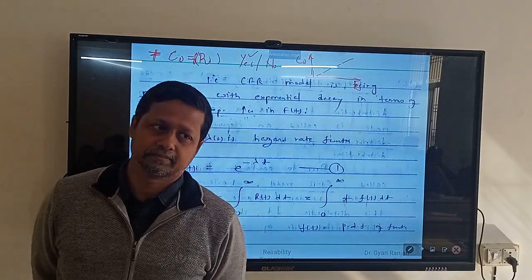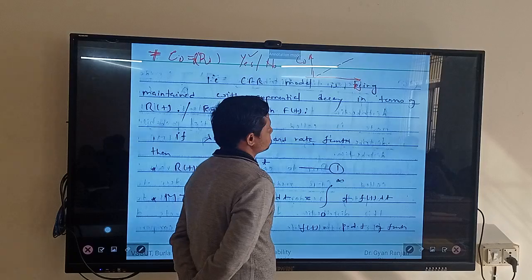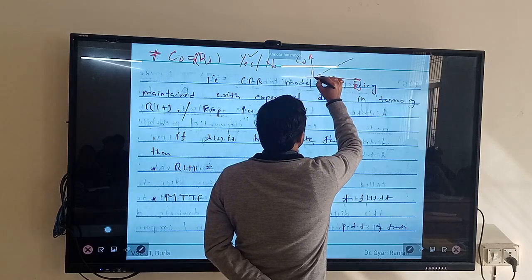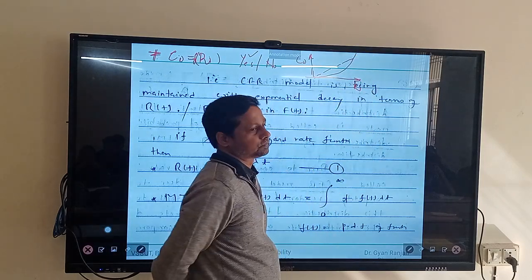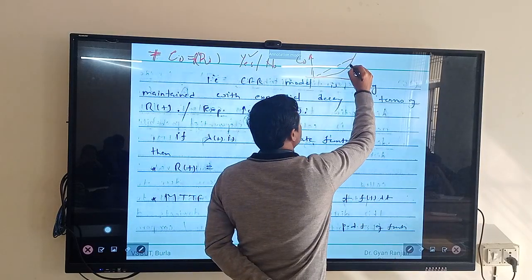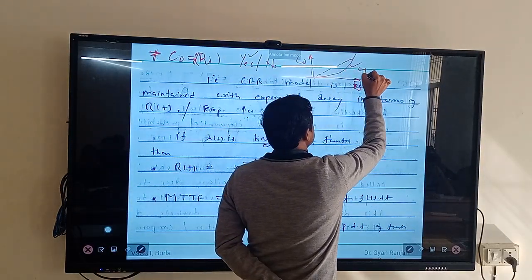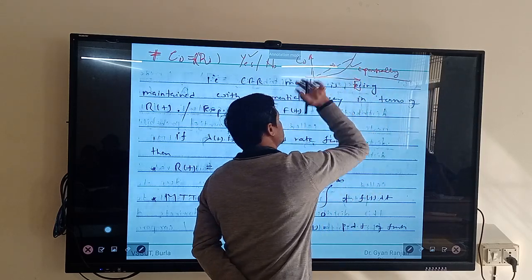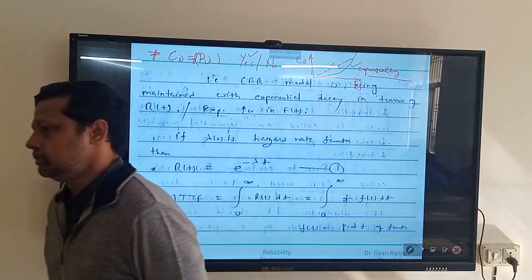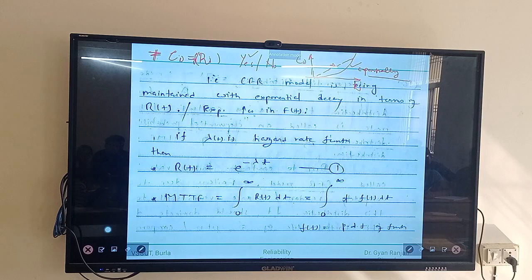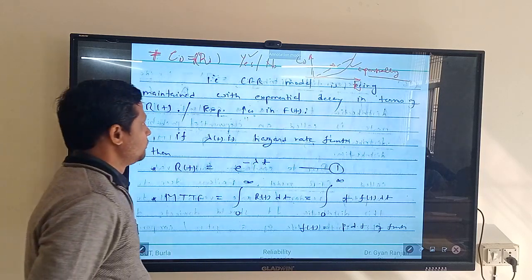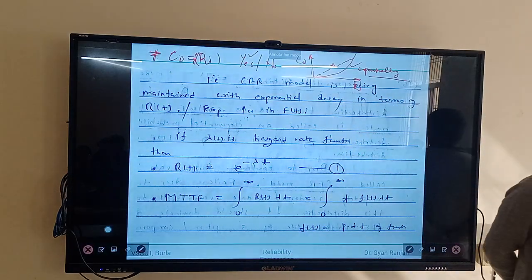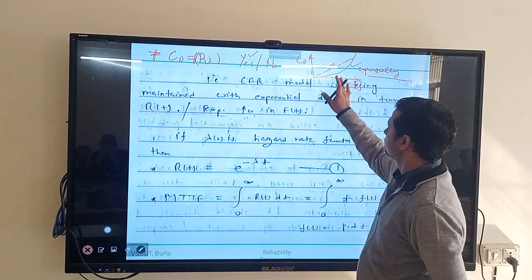In general, what happens? In general, it will happen something like this. It will vary exponentially, not linearly. Exponentially increase, particularly if you see the useful life period.